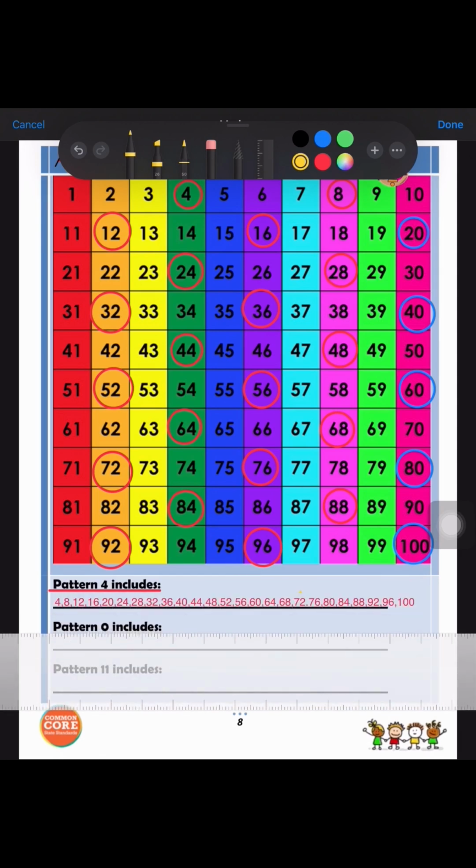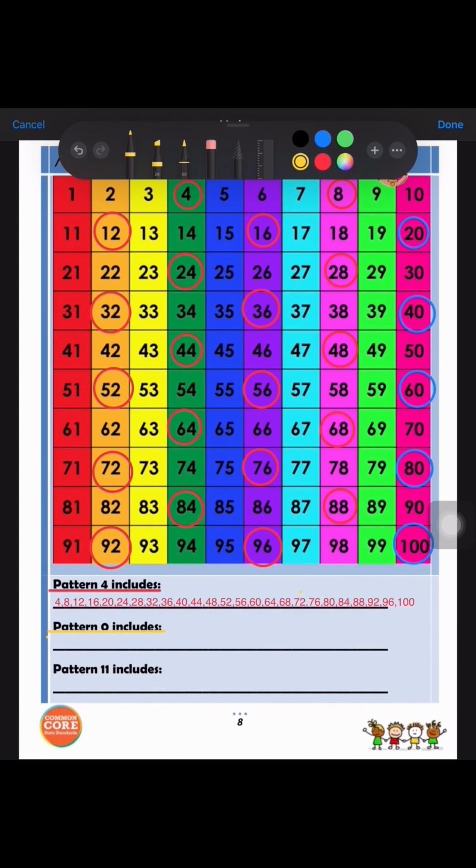And then we're going to find the patterns of 0. So what numbers are in the patterns of 0? Yes, there is only one number, which is 0.